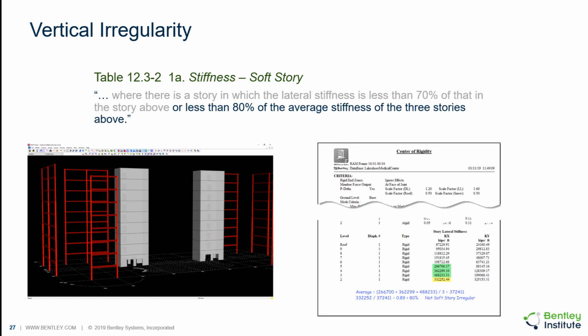The second condition is where the stiffness of a story is less than 80% of the average of the 3 stories above. In this same example, the story stiffness at the lowest level is 89% of the average of the 3 stories above, and therefore based on this criterion is not irregular. So by this second measure, it is not soft story irregular because the stiffness is greater than 80% of the average of the 3 stories above, but it is soft story irregular because, as we saw previously, it has a stiffness that is less than 70% of the level above. A structure is soft story irregular if either condition exists.